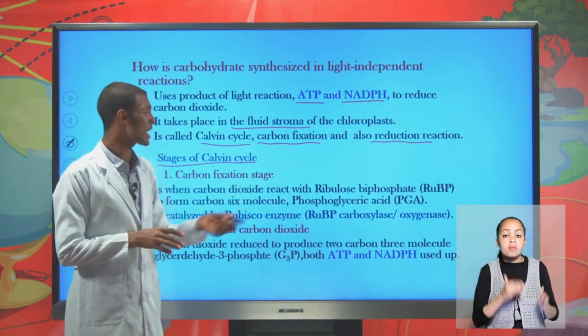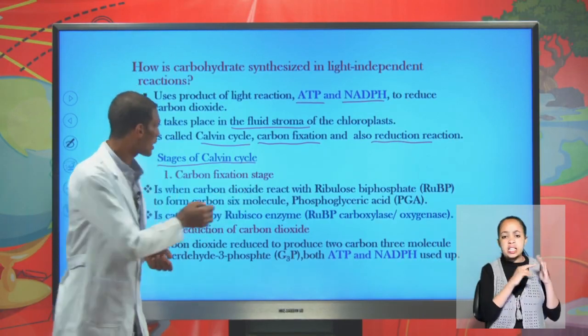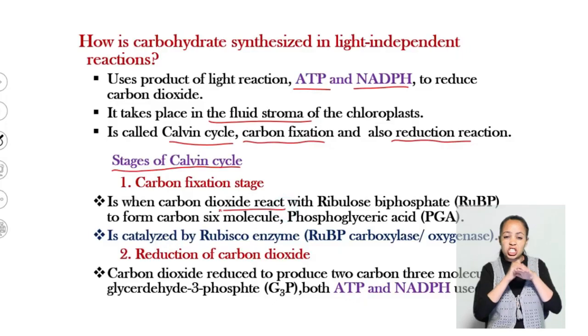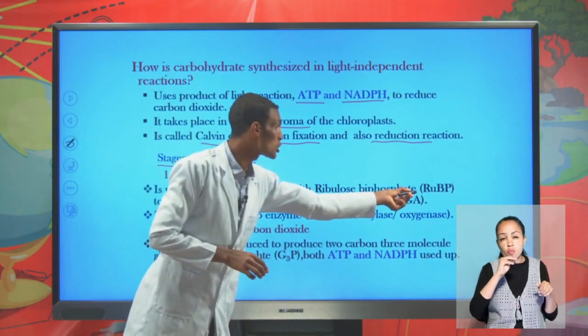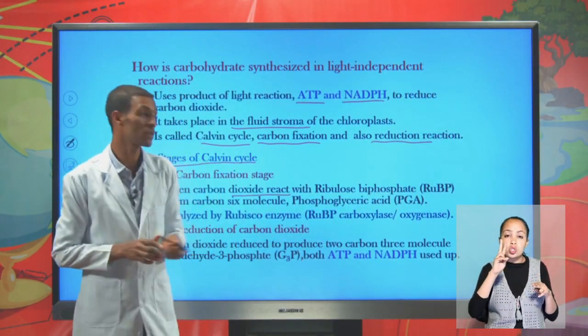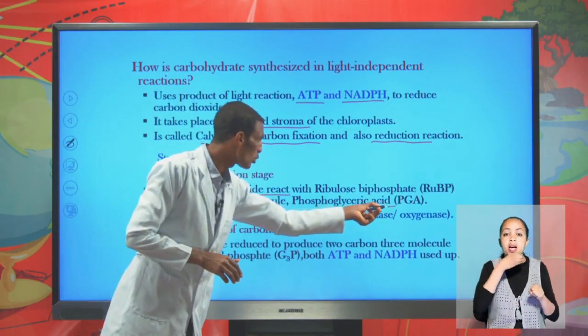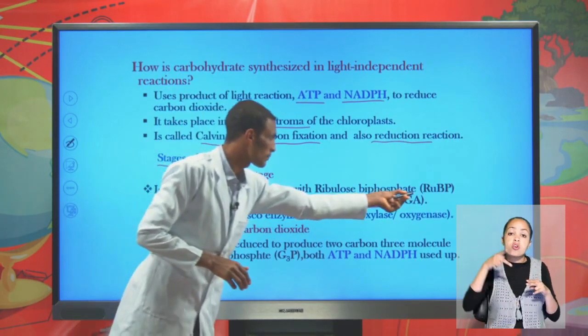By fixation stage, we mean when carbon dioxide becomes fixed from the atmosphere, that reacts with a first carbon 5 molecule, called ribulose bisphosphate, to form a carbon 6 molecule called phosphoglyceric acid.